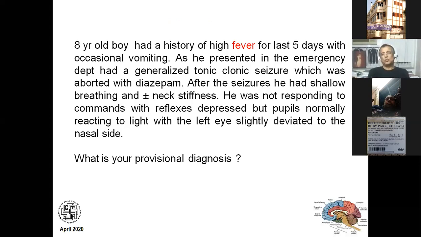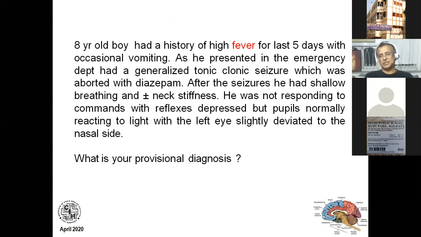An 8-year-old boy who had a history of fever for the last 5 days with occasional vomiting. He presented to the emergency department with generalized tonic-clonic seizure, which was aborted with diazepam. After the seizure, he had shallow breathing with doubtful neck stiffness. He was not responding to commands. His reflexes were depressed, but his pupils were normally reacting to light, with the left eye slightly deviated to the nasal side. So what is your provisional diagnosis?